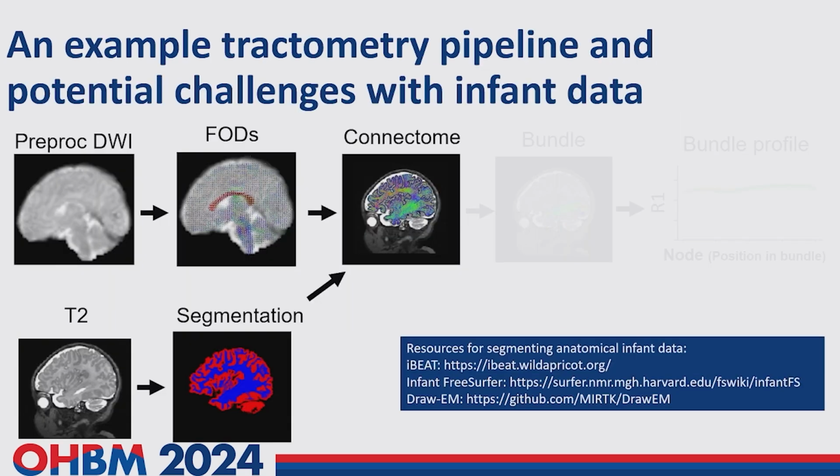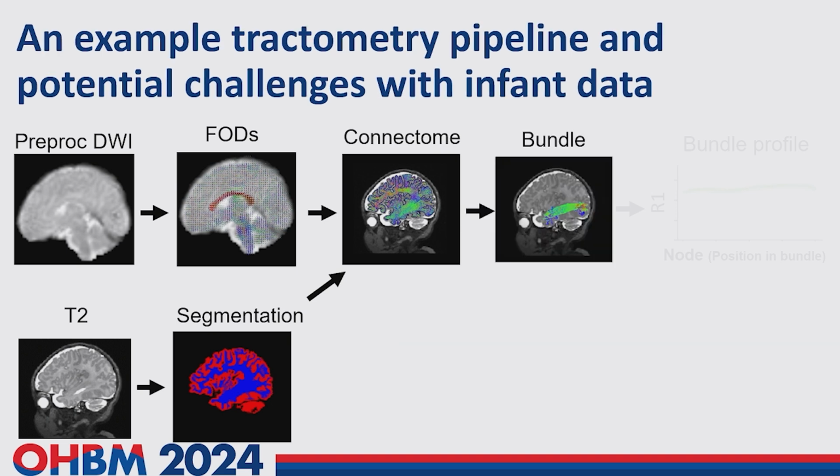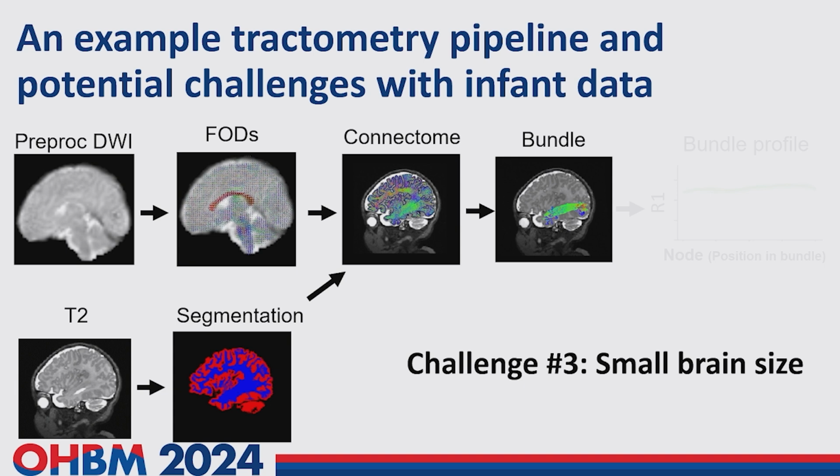And once we have such a nice connectome or tractogram, the next step for us will be to identify the large-scale bundles of the brain. Here, however, we run into our last infant-specific challenge, which is quite an obvious one: infants have much smaller brains than adults do. And this does cause problems for us, though.